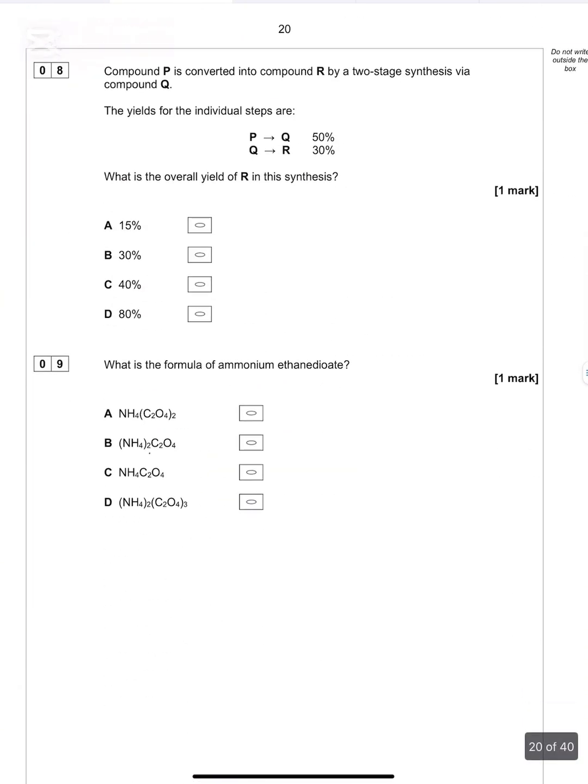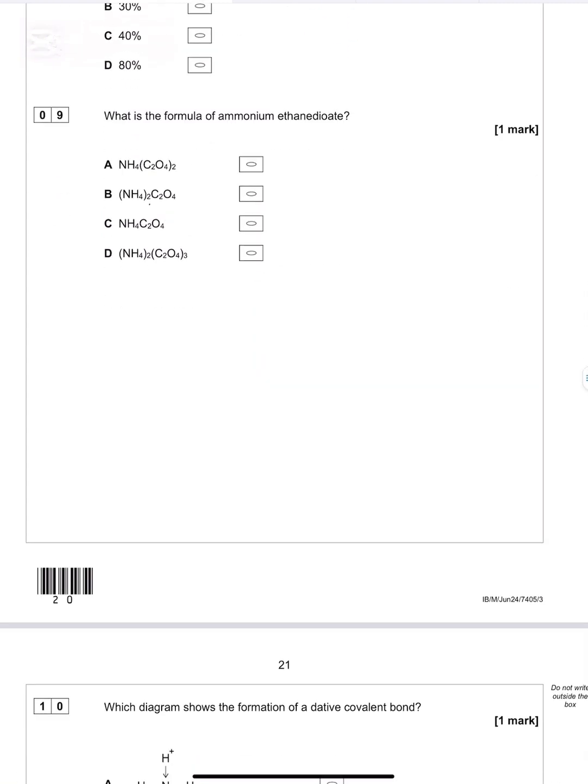Compound P is converted into compound R by a two-stage reaction via compound Q, and the individual yields for the reactions are 50% and 30%. So the overall yield for the formation of R will be 30% of the 50%, which is basically 50 times 0.3. So this is going to be 15%.